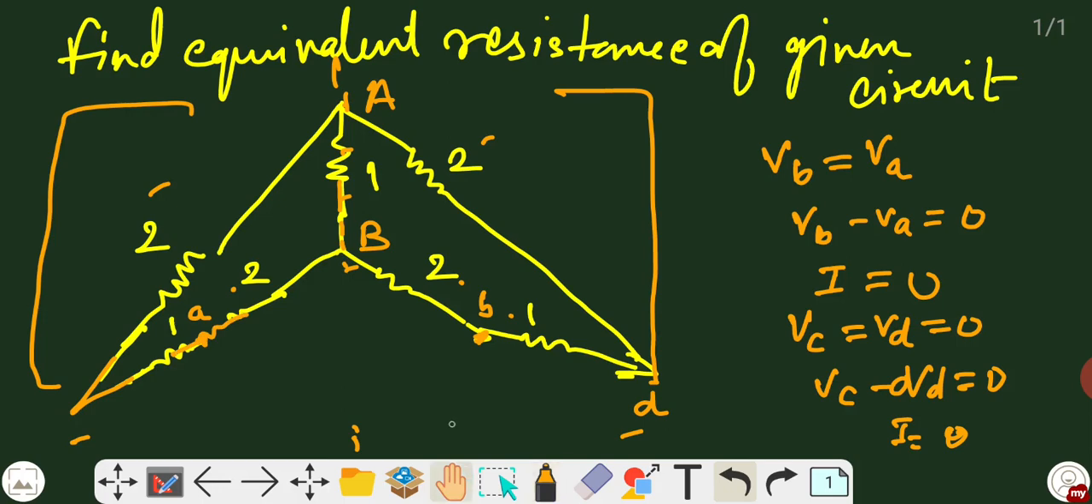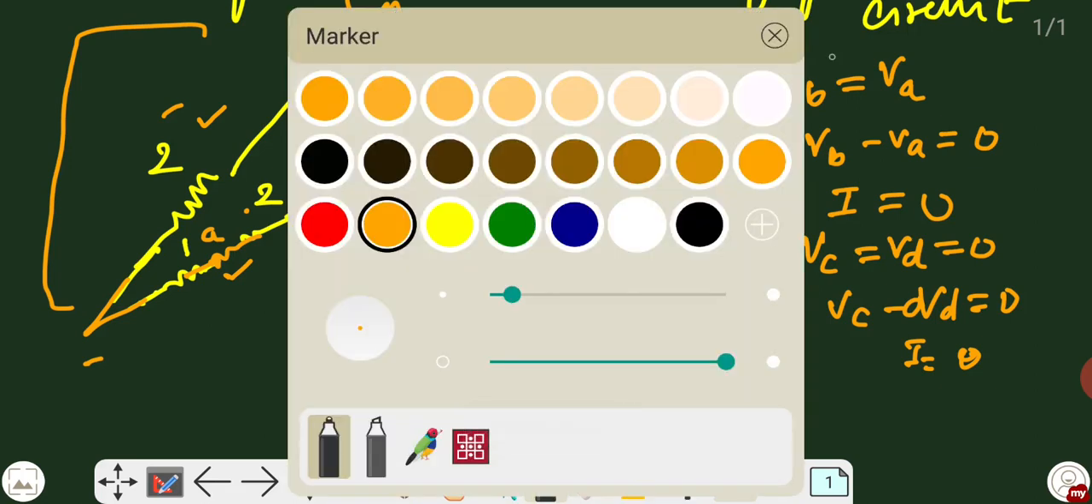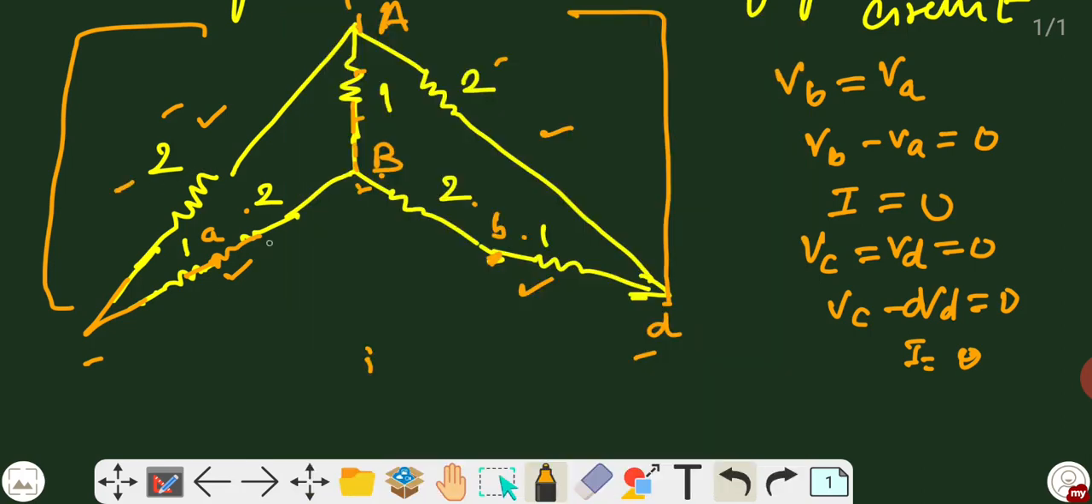Now let us solve this portion. We have to find the resistance across A and B. So you will solve this portion and this portion, and then calculate the equivalent resistance across A and B. Let us take this 2 and this 1, they are in series. It means 2 plus 3 is equal to 5 ohms.